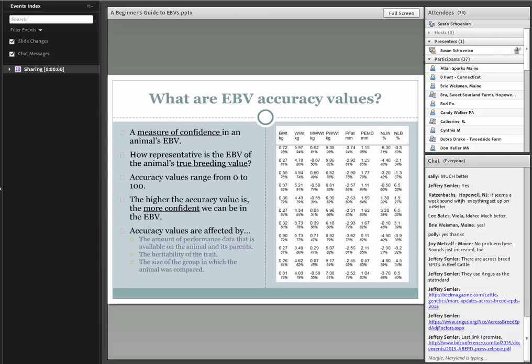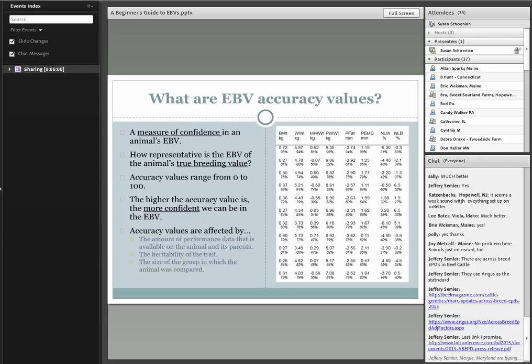If we look at that animal on the top, the accuracy is lowest for the number of lambs born. It is highest for post-weaning weight and birth weight. The higher the accuracy, the more confidence we have.